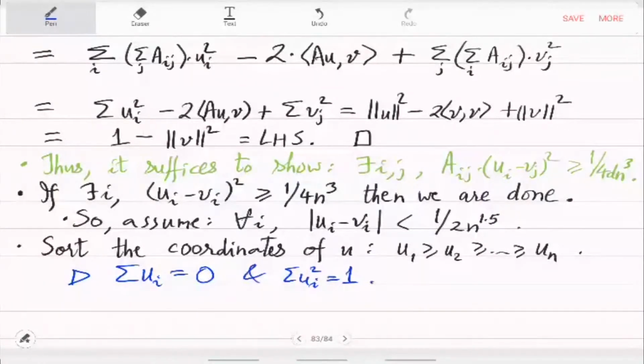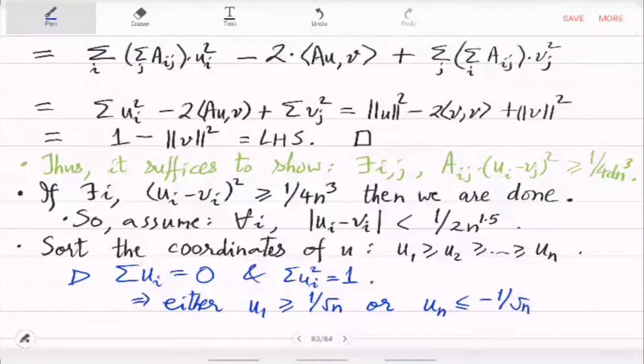So u1, if you look at the magnitude, either u1 is the biggest or un is the biggest, right. So either u1 square is the largest or un square is the largest. So one of them has to be at least 1 by n, just by averaging, because their sum is 1. So what you learn is that either u1 is at least 1 over root n, or un is less than or equal to minus 1 over root n.